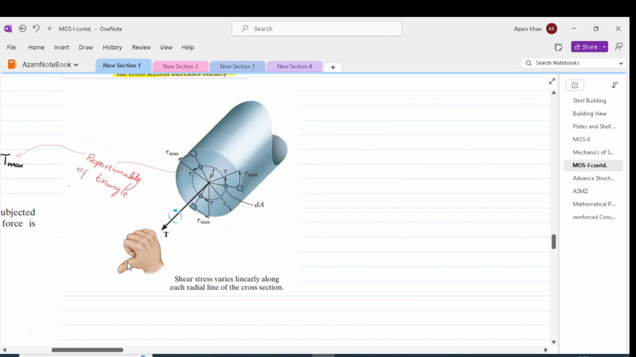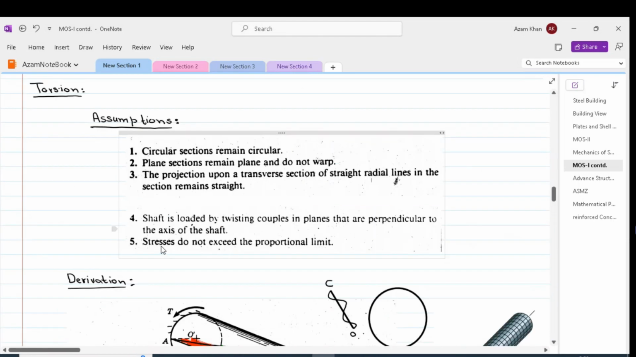If this thumb is inclined or having some inclination with the axis of the shaft, then the torsional formula will not be applicable. We can also say that the applied moment is perpendicular to the axis of the shaft. The fifth and the last assumption is that stresses do not exceed the proportional limit. That means we should always stay within the elastic limit. The torsional formula is only applicable in the elastic limit.